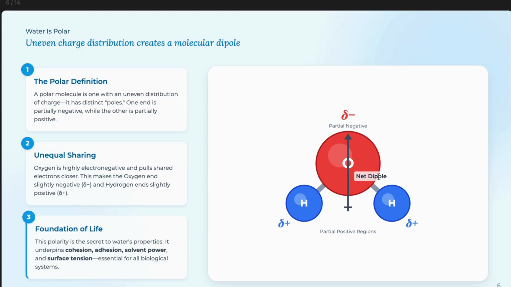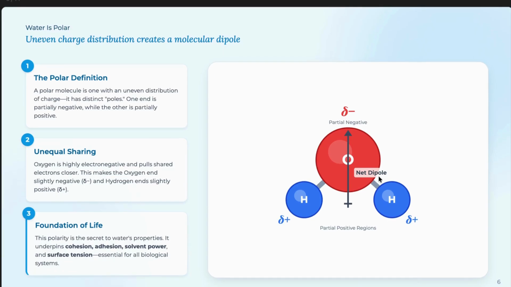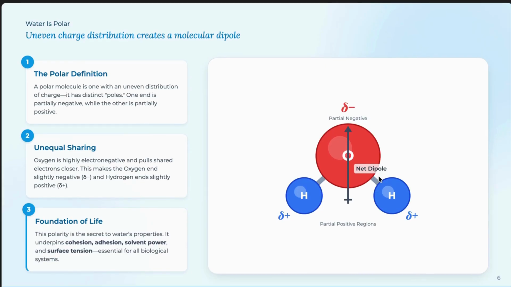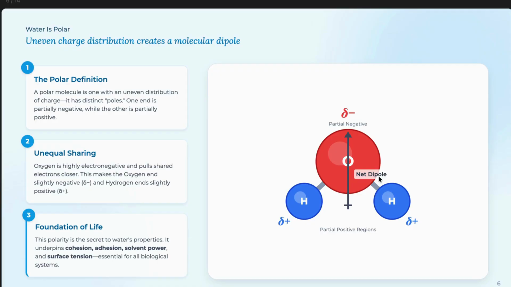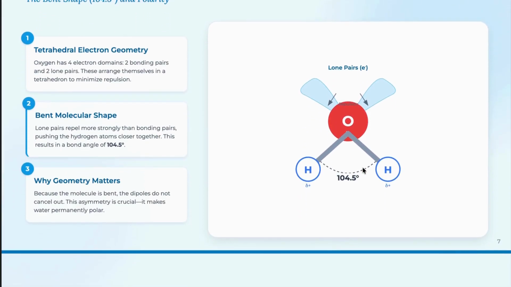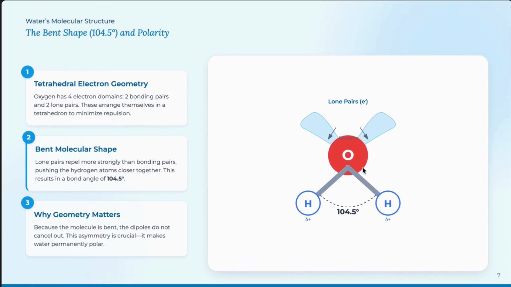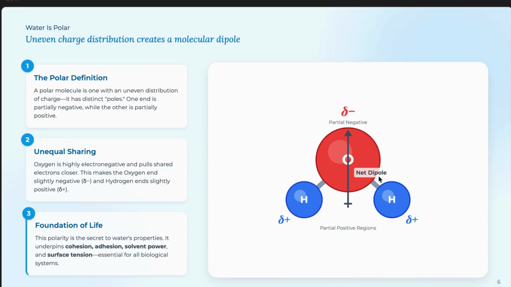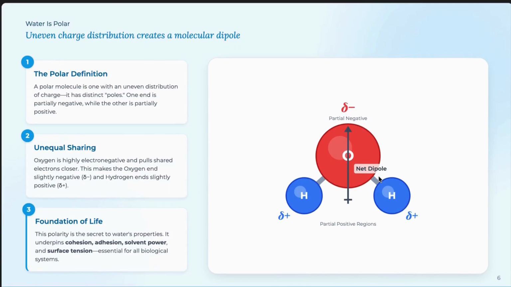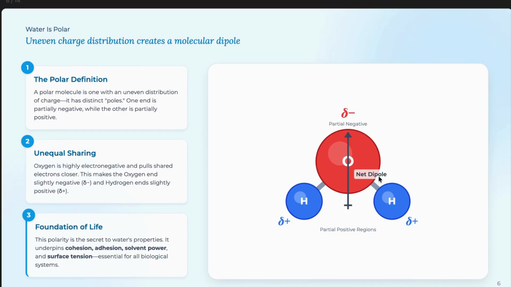If water were linear, the charges might cancel out, but because it's bent, the negative region is concentrated near oxygen and the positive regions are near hydrogens. This enhances its polarity, and polarity leads to something very powerful. Because water molecules are polar, the slightly positive hydrogen of one molecule is attracted to the slightly negative oxygen of another molecule. This attraction forms a hydrogen bond.